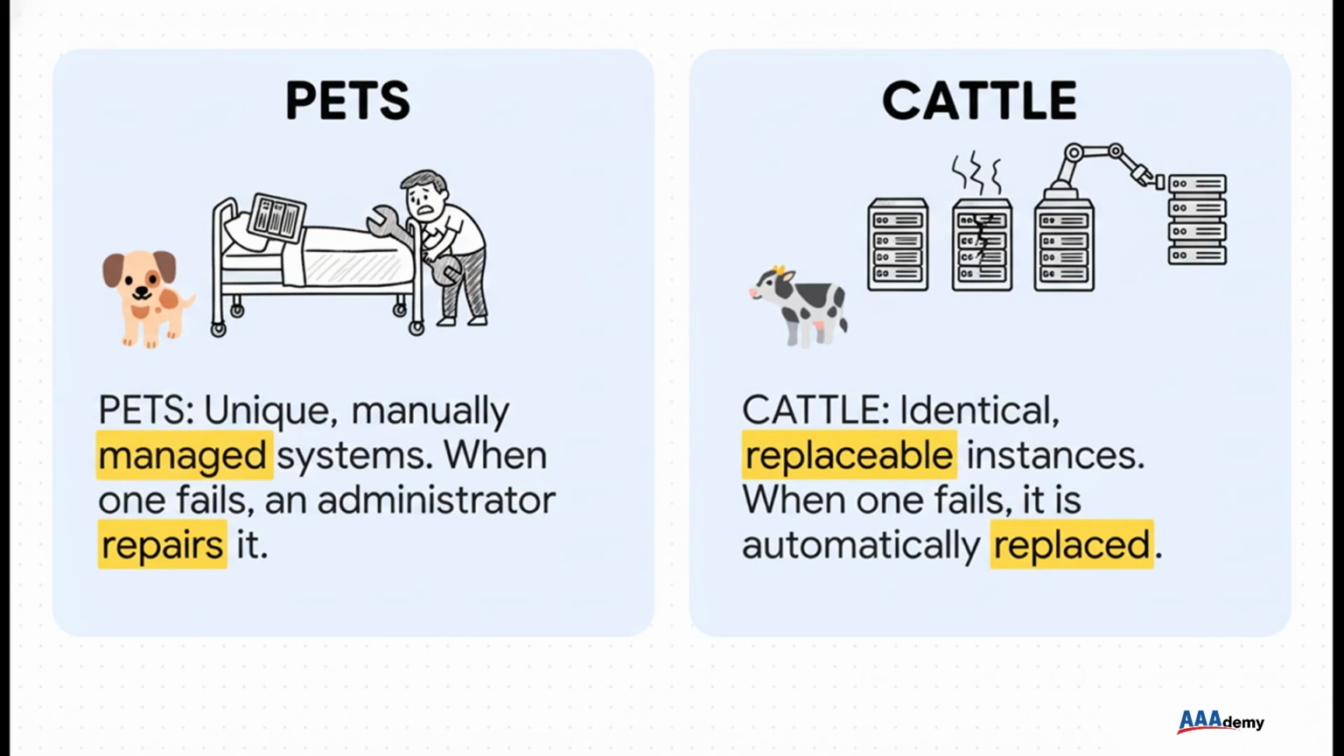Well, pets are those special, hand-built servers. You know the ones. You give them a unique name, you take care of them, you patch them. If one gets sick, you spend days, maybe weeks, nursing it back to health. Cattle, on the other hand, are totally different. They're identical, they're automated. If one of them fails, you don't even think about repairing it. It's just gone. And a new, healthy one automatically takes its place. This mindset is the absolute core of modern cloud-native design.